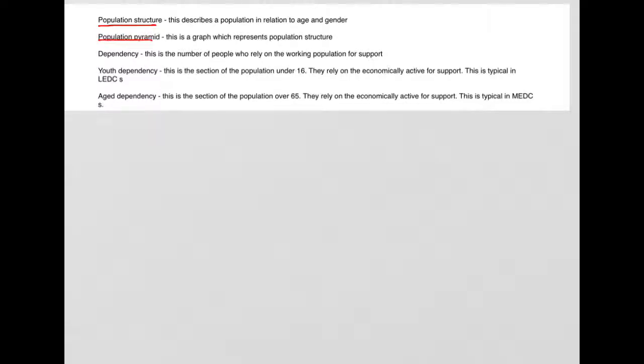Population pyramid relates to population structure because this is a graph which represents population structure. So the two aspects of population structure which a population pyramid shows are age and gender, so they are both related.